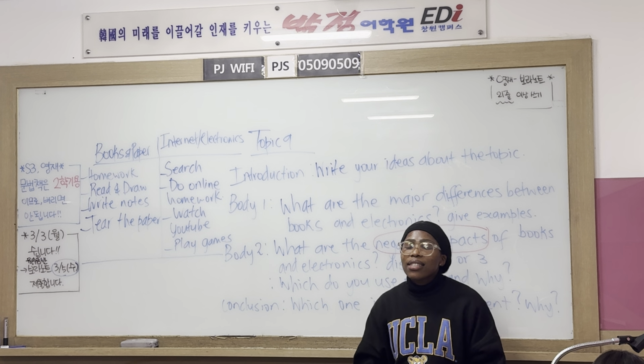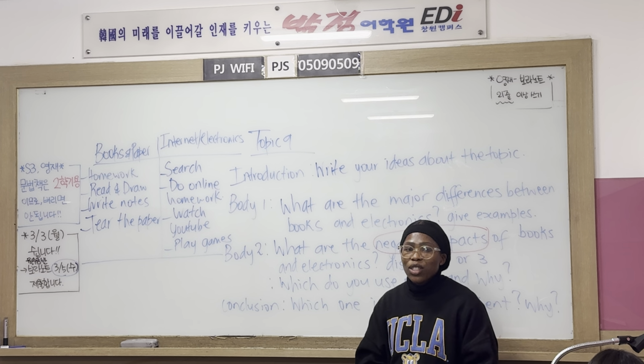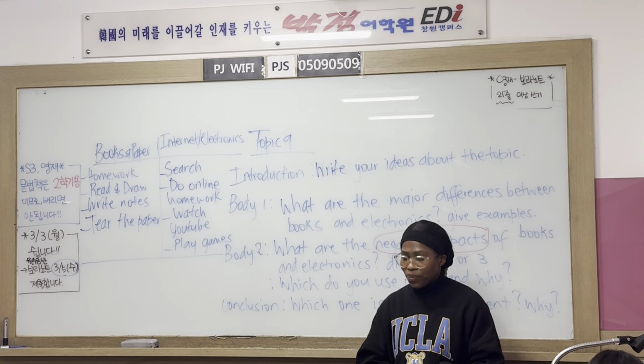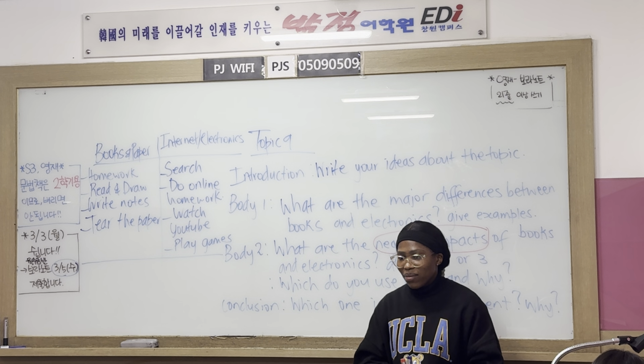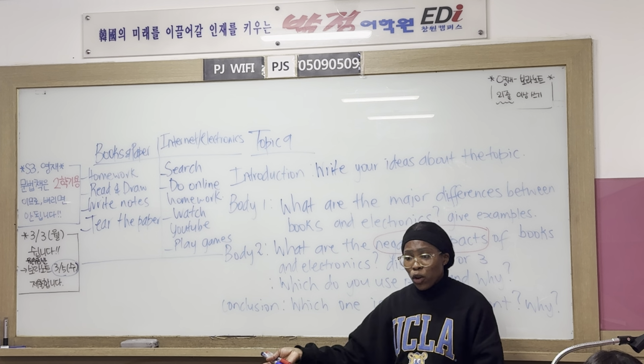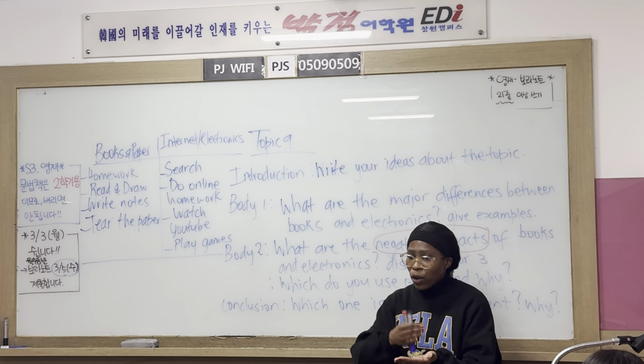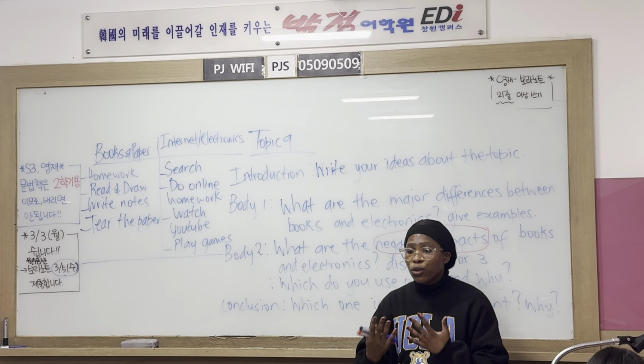What makes these two things different? On the internet and electronics, we can just search something and find the information we need. In books, we have to find all of it, so it is limited information. One is time consuming, while the other is very fast because you can just search. In a book you have to turn the pages to find information.